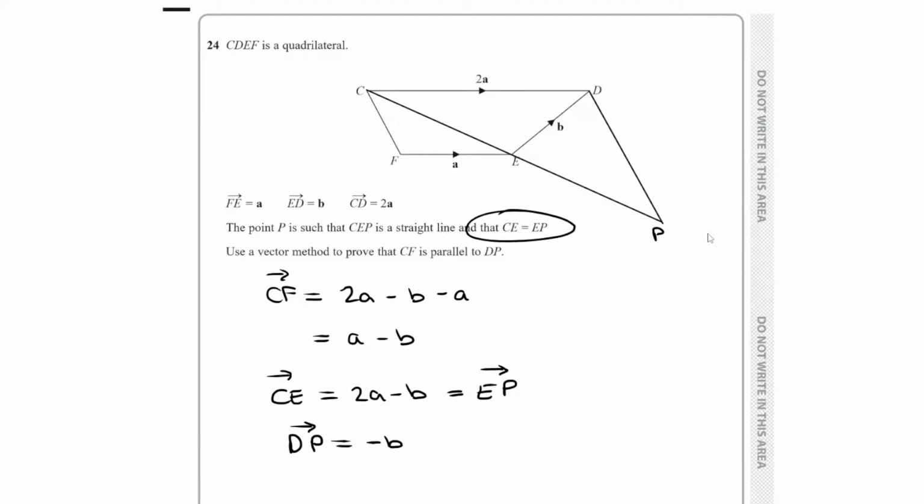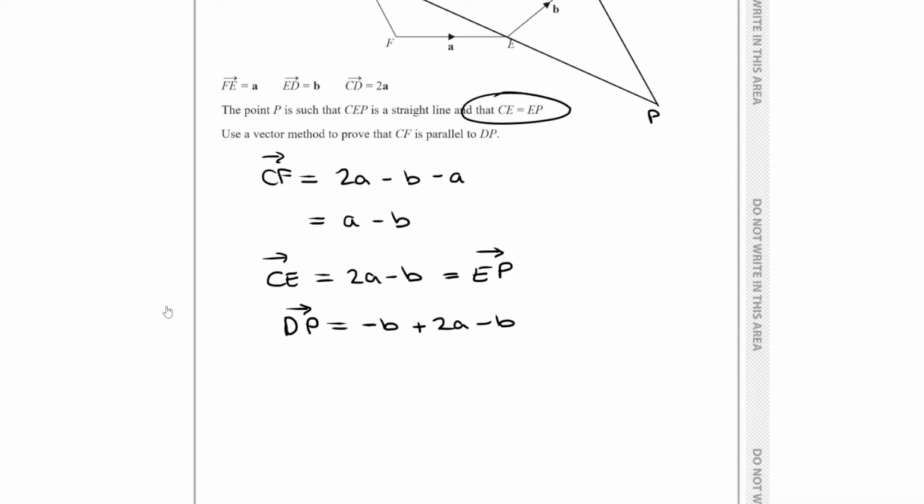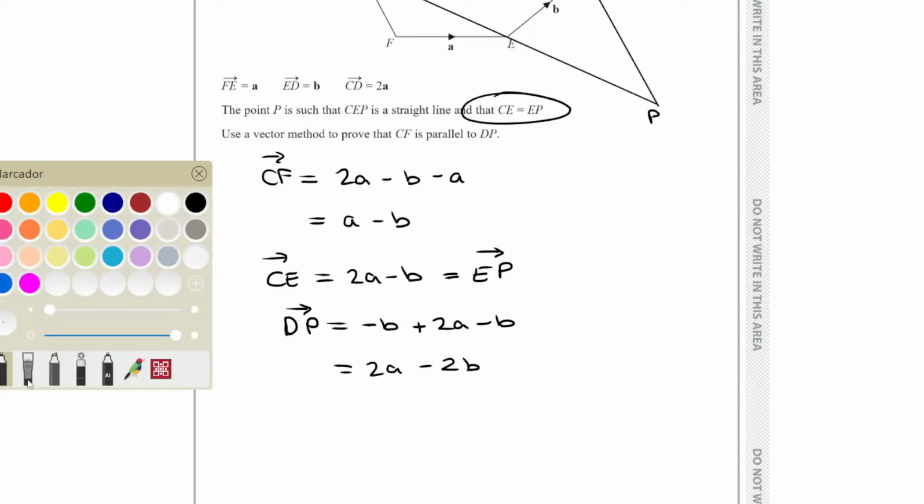So I've now got EP, so then lastly, D to P, I can go minus b to get to E, and then along EP in the correct direction, plus 2a minus b. And then if I simplify that, yeah, that works, doesn't it? That would give me 2a minus 2b. So these are the ones we're comparing.